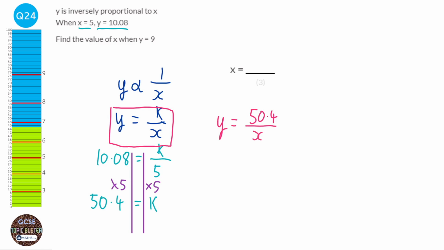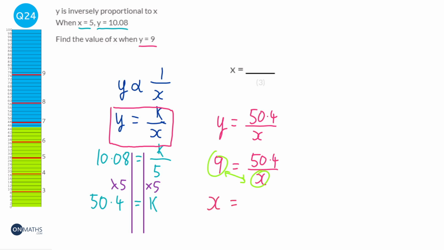We're asked to find the value of x when y is 9. So we've got 9 equals 50.4 over x. And whenever in this situation where we've got the unknown at the bottom of a fraction and we've got it equal to a number, what you can do is actually just swap these around. Effectively we're timesing both sides by x and dividing both sides by 9. But it does really help us out here because it just says that x is equal to 50.4 over 9. We can just do that on the calculator and it gives us 5.6.